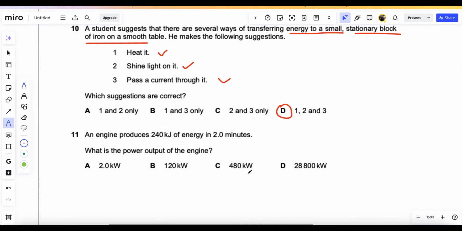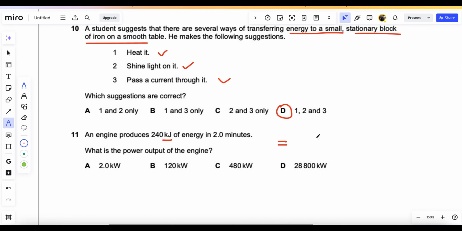An engine produces 240 kilojoules of energy in 2 minutes. What is the power output of the engine? Power is energy over time, or work done over time. But you must know what kilojoule means.